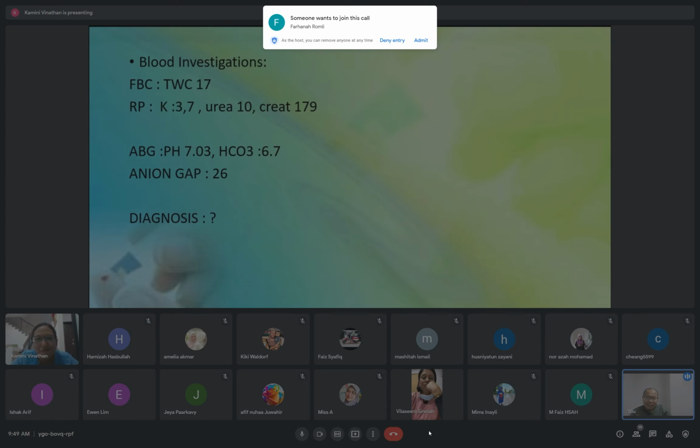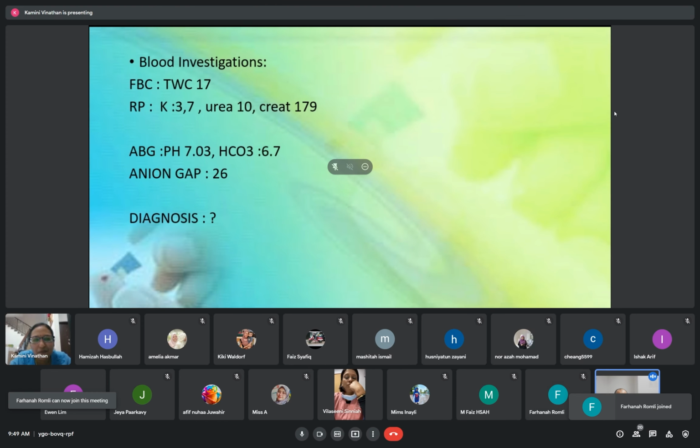So, anion gap 26: is it high, low, medium, acceptable?